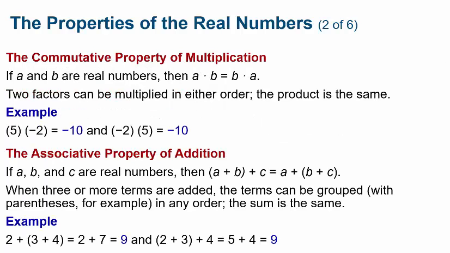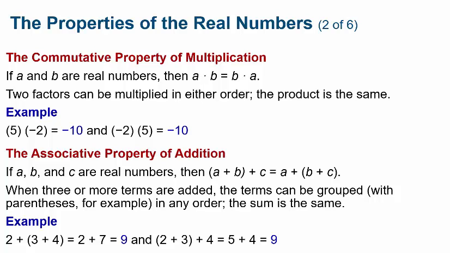So the commutative property of multiplication. If a and b are real numbers, then it turns out if you have a times b, it's the same thing as b times a. So two factors can be multiplied in either order, and it turns out the product is the same. So for example, if you have 5 times negative 2, that's going to be negative 10, but guess what? That's the same thing as negative 2 times 5. That will also be negative 10. So you can multiply in either order in this case.